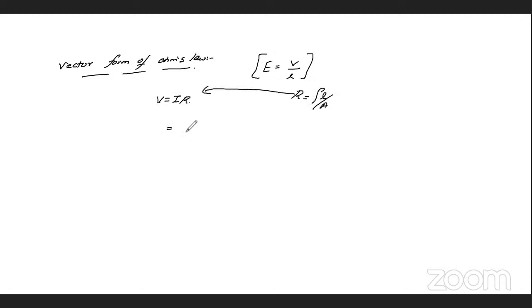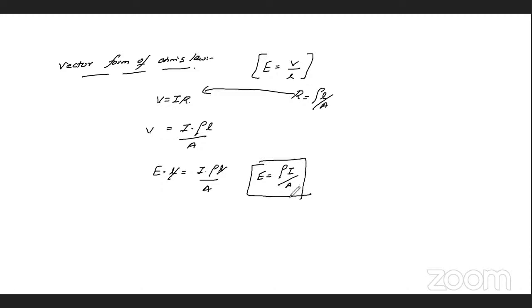When I substitute, the relation will be I into rho L divided by A is equal to V. So here V is equal to E into L. So electric field E into L is equal to I into rho L divided by A. So L will get cancelled. So electric field E is equal to rho I by A.